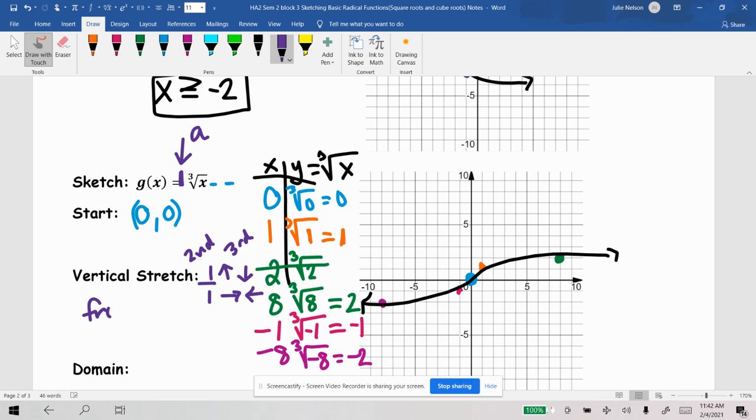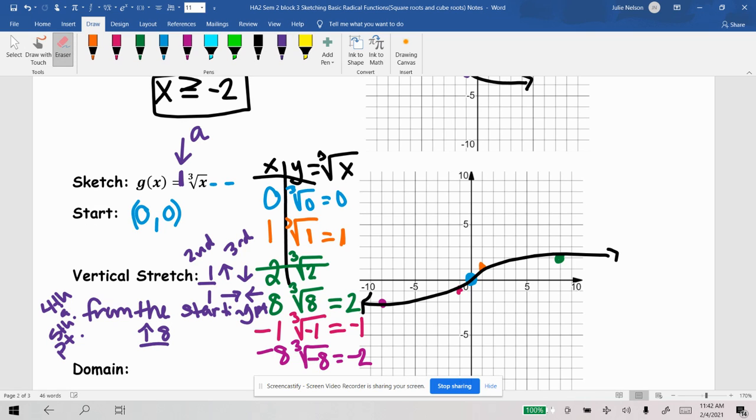So from the starting point, this is our fourth and our fifth point. We go up 2, right 8, and down 2, left 8. So again, from our starting point, up 2, right 8, down 2, left 8.